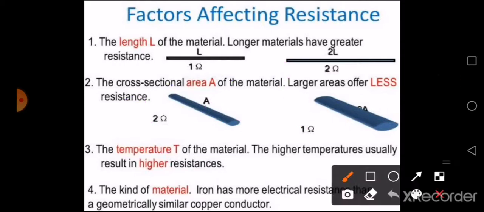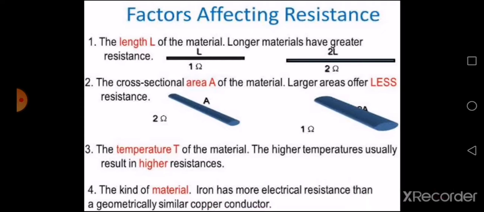For example, iron is having more electrical resistance than similar copper conductor. Geometrically, if you are going to take two geometrically similar pieces of iron and copper, iron has got larger electrical resistance. You have to keep only this much in mind, that is, different material is having different resistance. According to the material, it varies. Alright, so this is all about the factors affecting resistance.